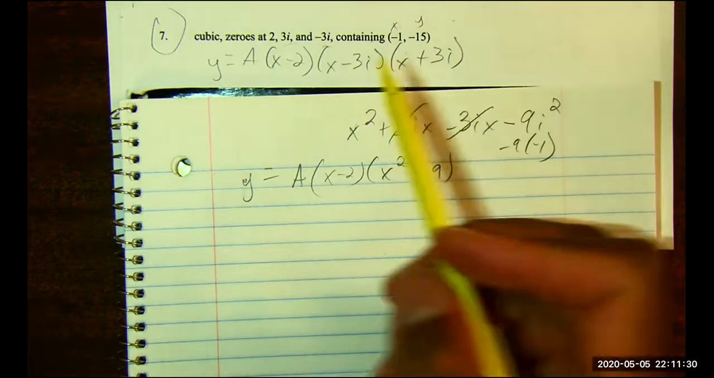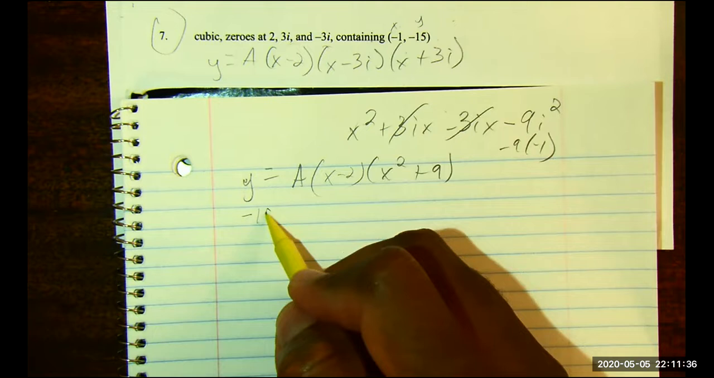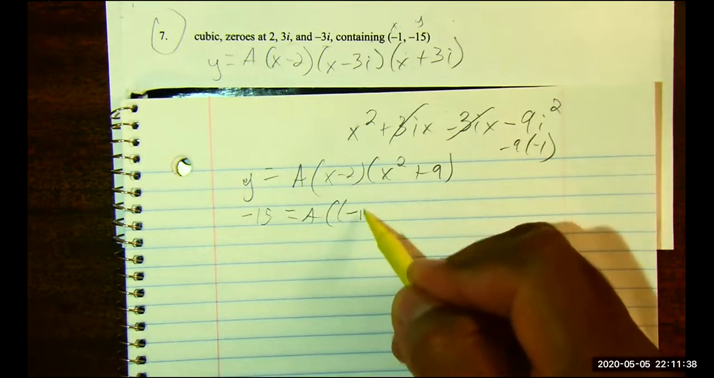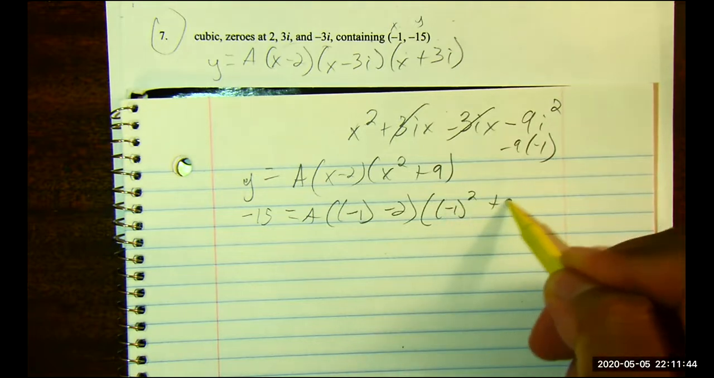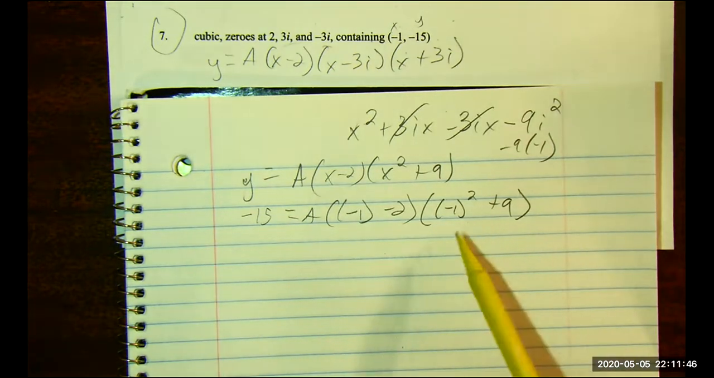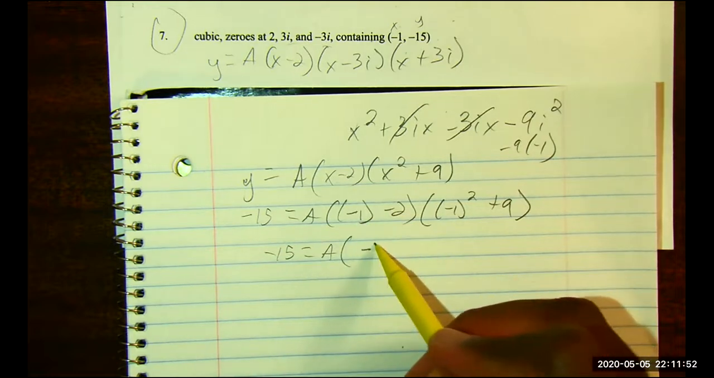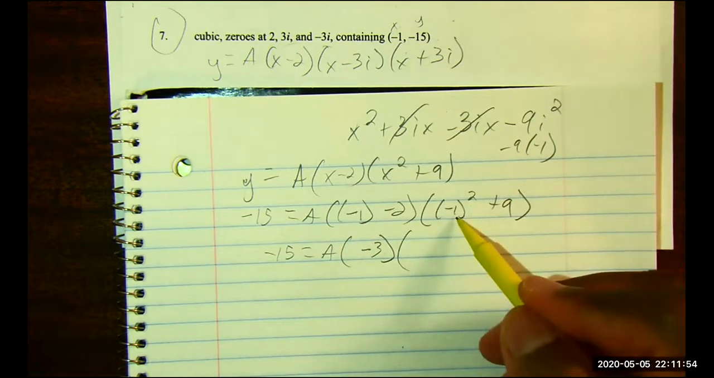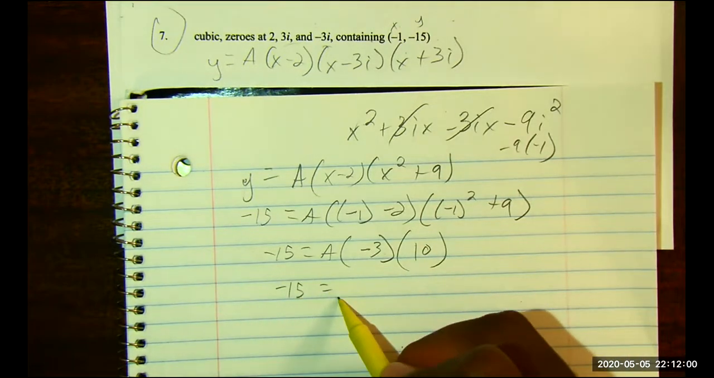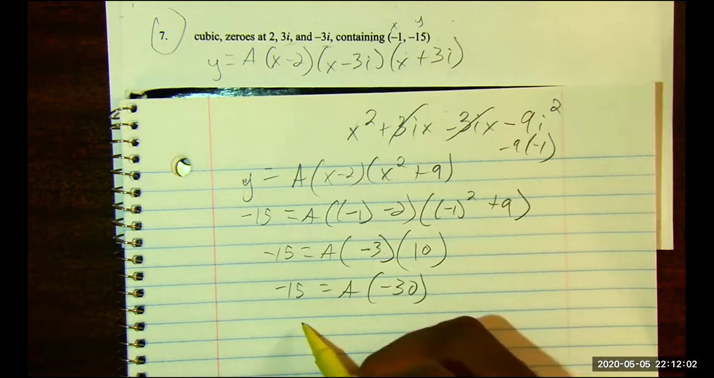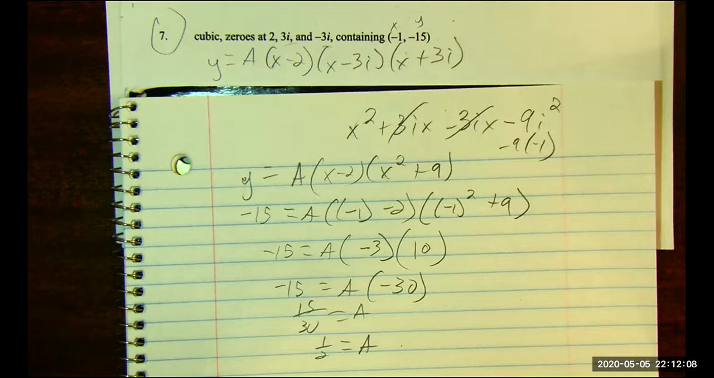So I'm going to plug in -1 for all of my x variables and -15 for my y variable. -1 minus 2, (-1) squared plus 9. Okay. -15 equals a times (-1 minus 2), that's -3. (-1) squared is +1 plus 9, that's 10. -30, 15 over 30 equals a, 1/2 equals a. So the ace up our sleeves is a.